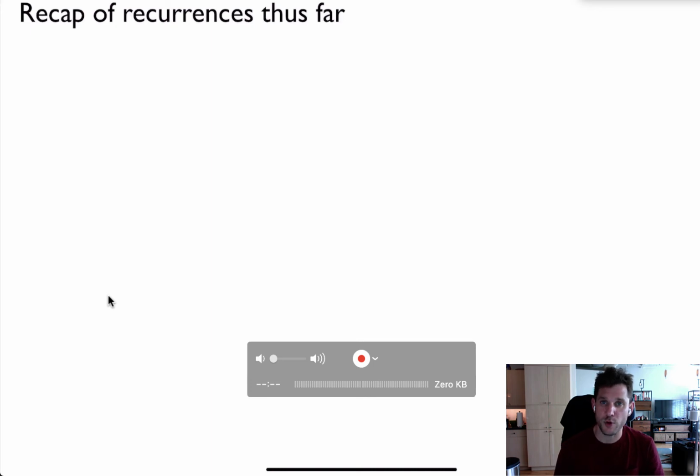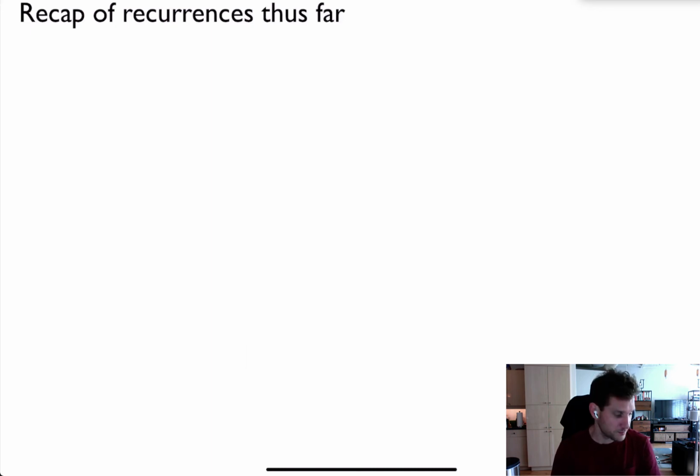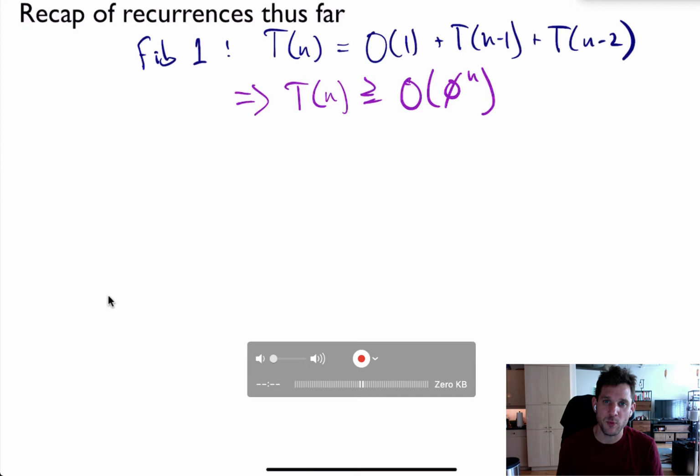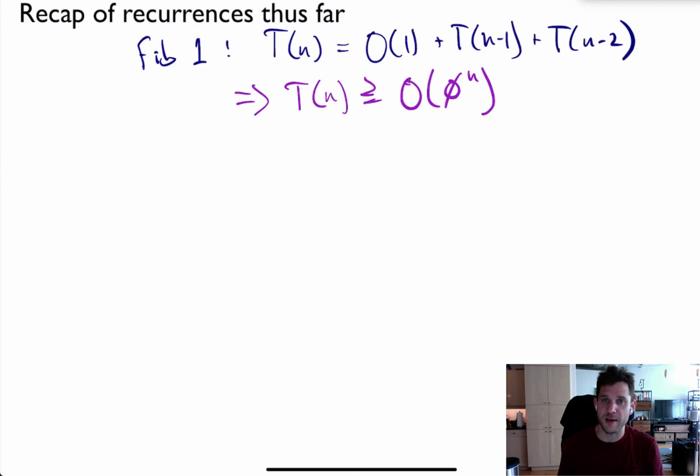Let's think about some of the recurrences we've seen so far. The first example was our recursive attempt at solving for the Fibonacci numbers. There we found that T(n) equals a constant plus T(n-1) plus T(n-2). We didn't really prove this, but it ended up working out to an exponential time algorithm, roughly phi to the n, phi being the golden ratio.